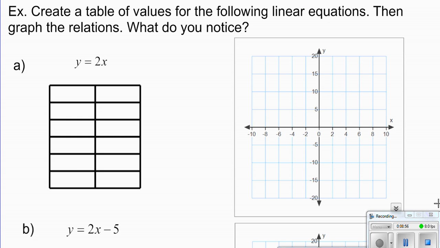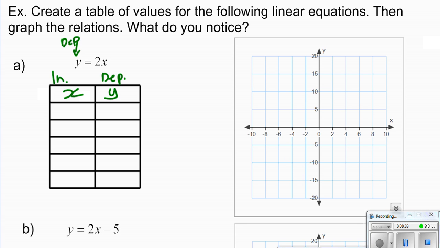Okay, so it says create the table of values for the following linear equations. So again, we're thinking independent, dependent. Independent is always going first, and then dependent is always going second. What I want you to keep in mind is that sometimes we switch up x and y, but we always write our equation in terms of the dependent. So if it's y equals, that's our dependent. If it's x equals, x is dependent. But we have it in y equals, so y is dependent.